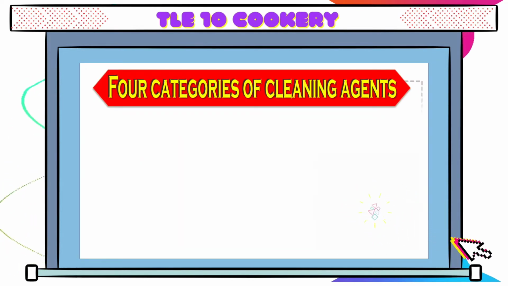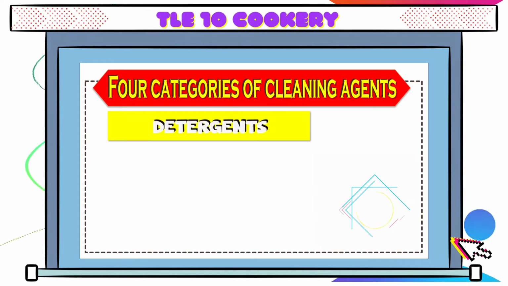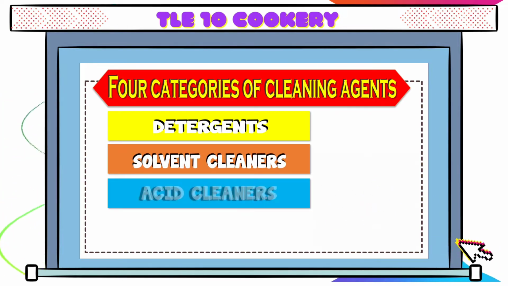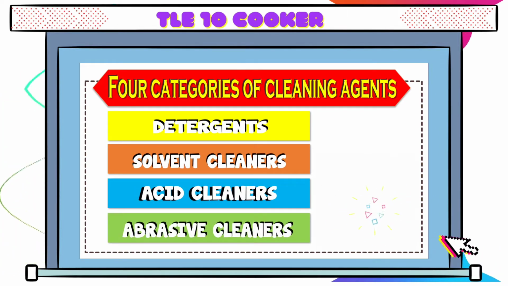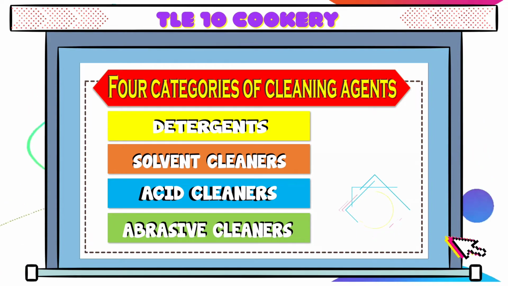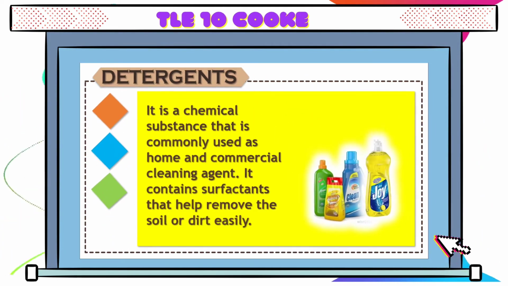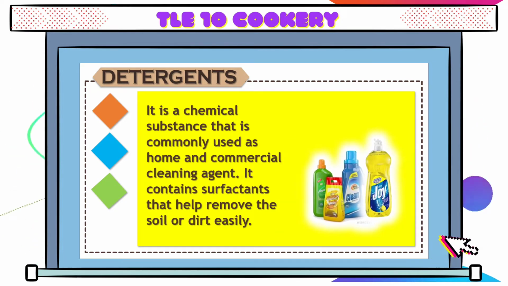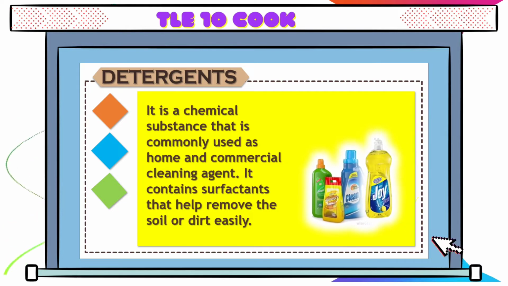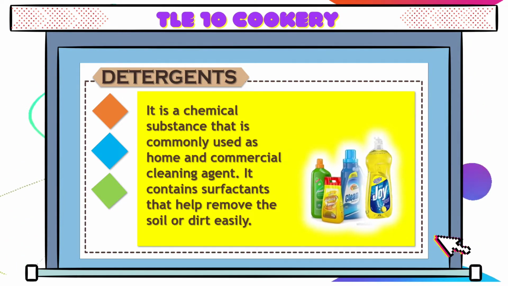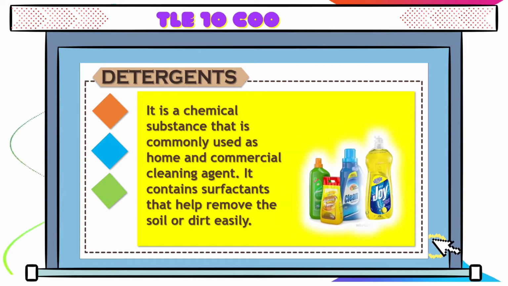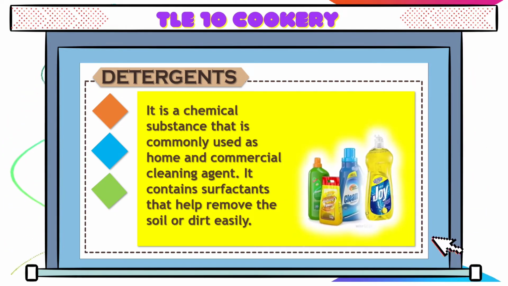Here are the 4 categories of cleaning agent: detergents, solvent cleaners, acid cleaners, and abrasive cleaners. Detergents. It is a chemical substance that is commonly used as home and commercial cleaning agent. It contains surfactants that help remove the soil or dirt easily. It comes in liquid, paste or powder.